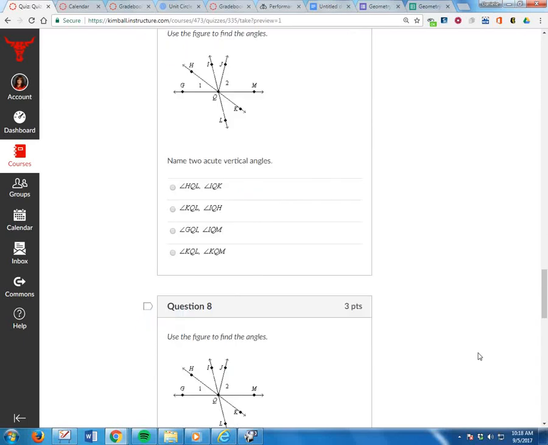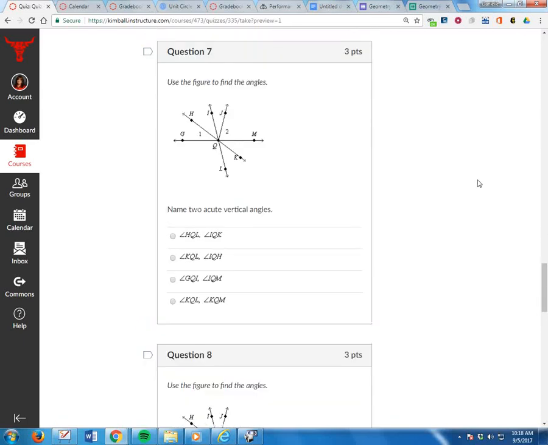Seven, new drawing, finally. Name 2 acute vertical angles. So we're just going to look at the choices. HQL, right away, I can stop on that one. It's obtuse, right? HQL is obtuse. KQL. KQL, okay, that's an acute. Is it vertical to IQH? Yes. Yes, so there's your answer. Questions on that one?